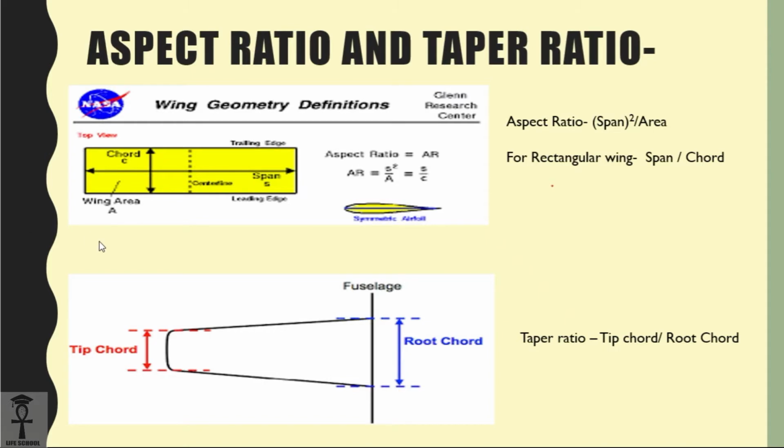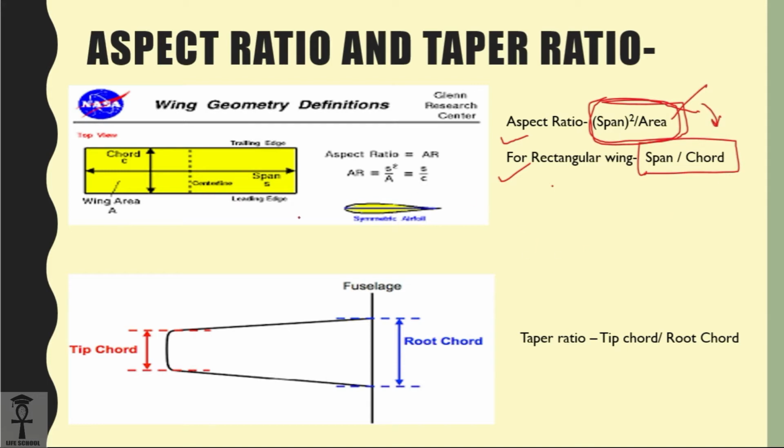Then next to that, we have the particular terminologies that we are going to use for the aircraft wings. The first terminology is the aspect ratio. The aspect ratio is the ratio of span squared divided by the area for any general wing. But if you are talking about a rectangular wing, then it can be formulated as span divided by chord.